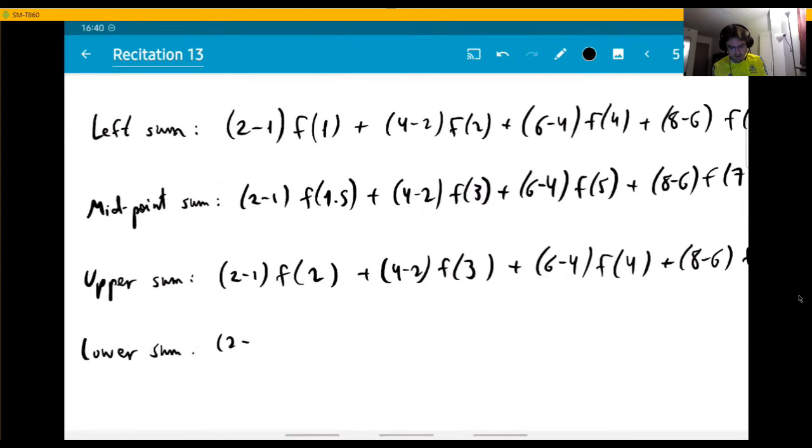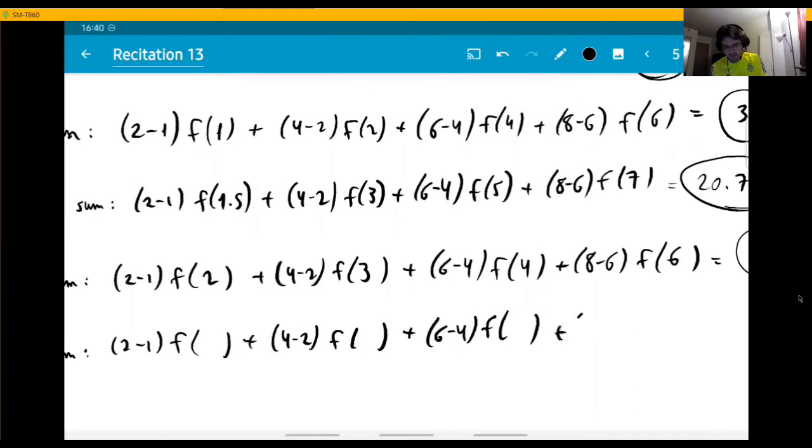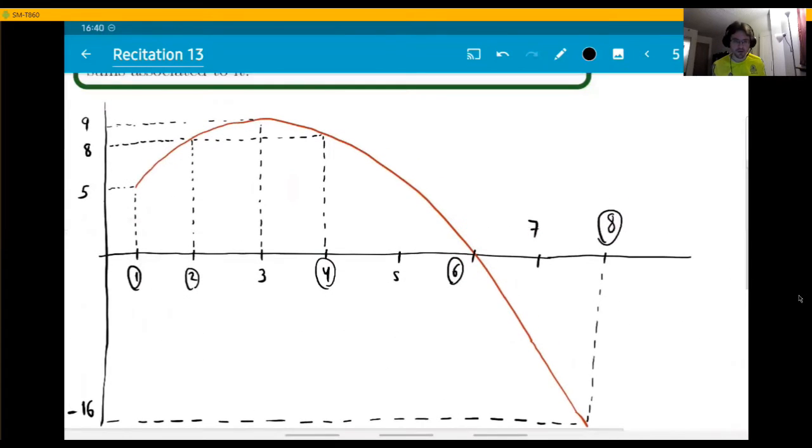How does the lower sum work? Let me once again write the skeleton of it. 8 minus 6, f of something. Let's go back to the graph. In each interval, look at the smallest value of the function now. Between 1 and 2, that would be f of 1, which is 5. So we're going to select 1.